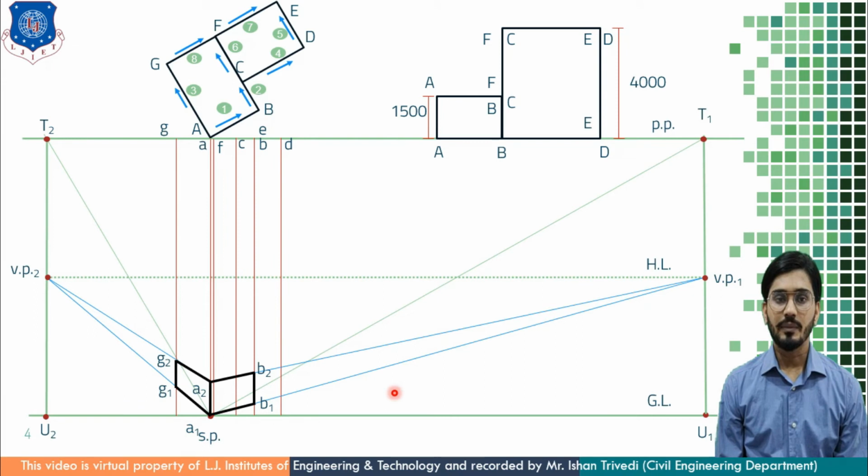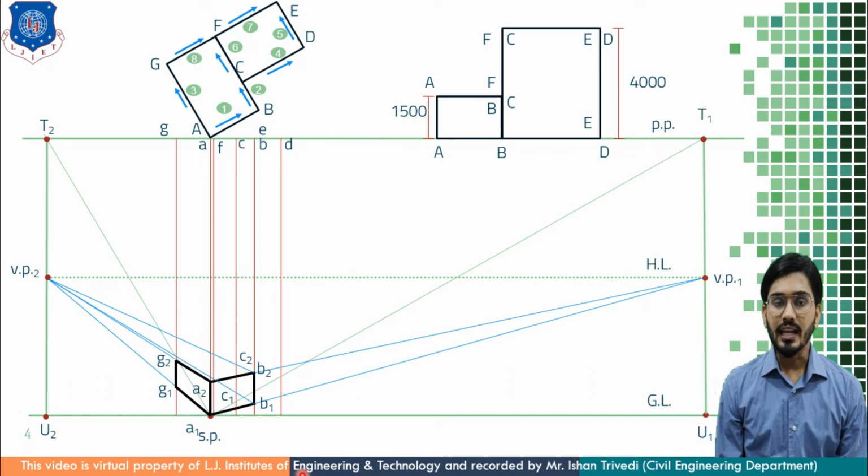Now coming back to our second step, that is B to C. B to C is a left hand side movement. So I am connecting VP2 with the B1 and B2 lines, and I am getting 2 points, that is C1 and C2. As I said earlier, C point is the changing of elevation of the shape. At C point, the height is 4 meter.